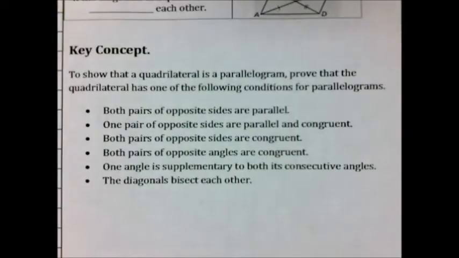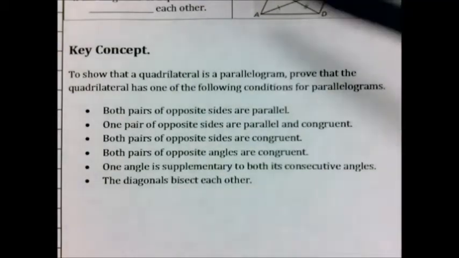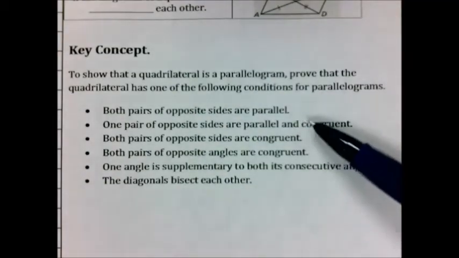Essentially, just to reiterate, the key concept here is that in order to show a quadrilateral is a parallelogram, we can prove that the quadrilateral has one of the following conditions. If it has one of these conditions, then that means it's a parallelogram. These are essentially the same things that we had above, just one more here.